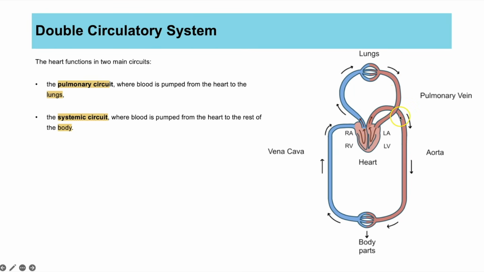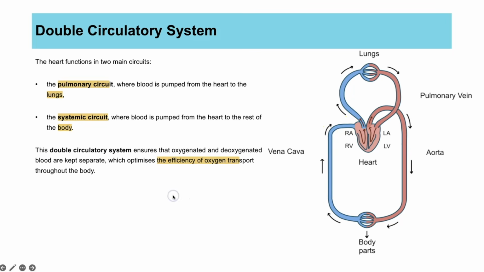The second circuit is the one that goes to the body, known as the systemic circuit, but it'd be fine to just call it the body circuit, or to say it's the circuit where the blood is transported around the rest of the body and then it goes back into the heart. The advantage of this is that we can transport the deoxygenated blood to the lungs to become oxygenated, and then to the rest of the body cells we can transport the oxygenated blood, which is a really efficient way to transport oxygen. So we have really oxygen-rich blood rather than mixing the two together, which would just dilute the amount of oxygen you actually have present.